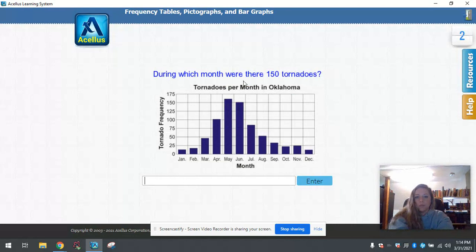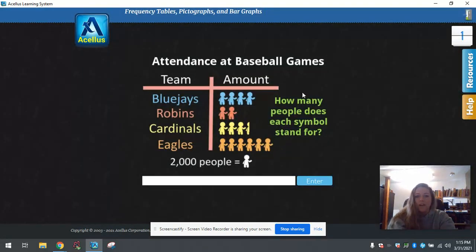During which month were there 150 tornadoes? Okay, so we're looking at tornado frequency. Here's 150 tornadoes. Which month did that occur in? June. They wrote June dot because they didn't want to write down the whole month, but we'll just type in the whole month and see if we get it. Yep, okay. How many people does each symbol stand for? Oh, well, it says right there, 2,000 people.